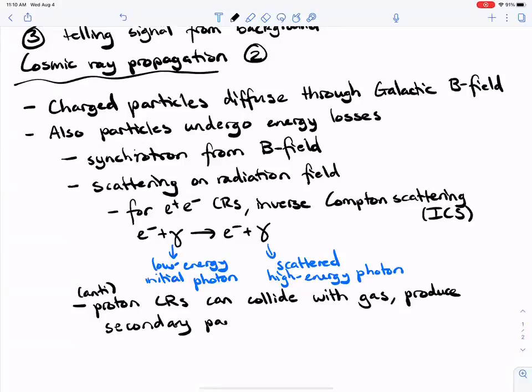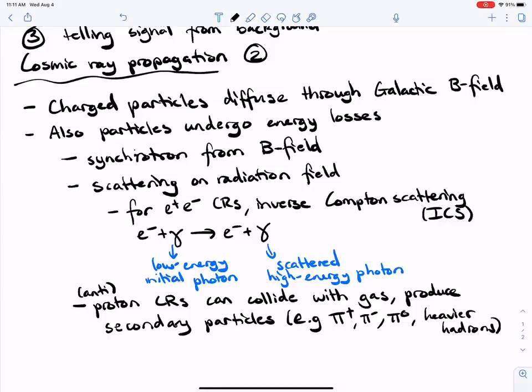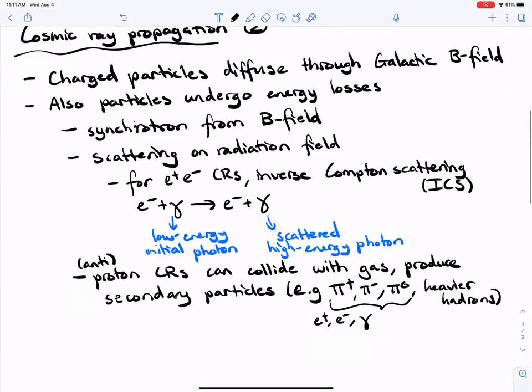Those secondary particles are somewhat like a hadronic dark matter annihilation, as we discussed last time. So this can produce light neutral and charged pions, as well as heavier hadrons. And just as we discussed last time, these will give rise to secondary electrons, positrons, and photons.